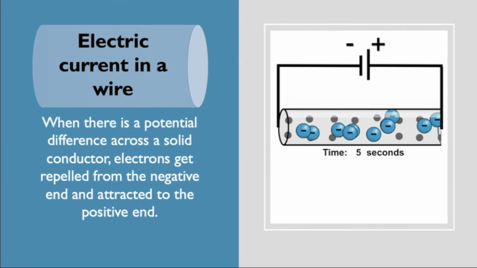When there is a potential difference across a solid conductor, electrons get repelled from the negative end and attracted to the positive end. So here you can see a circuit. I've got a power supply at the top and you can see that my electrons are being repelled away from the negative end and they're being attracted to the positive end. And this flow of charge in a certain time is called the electric current.